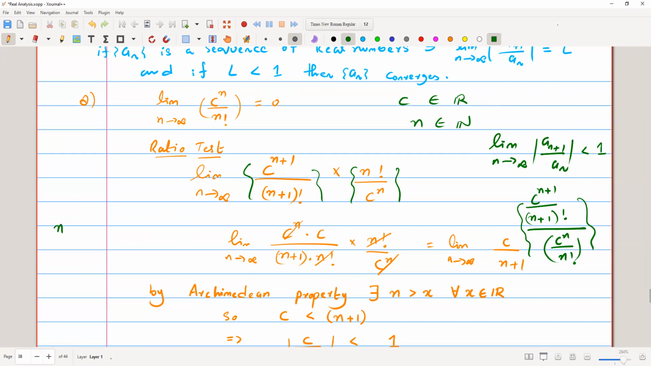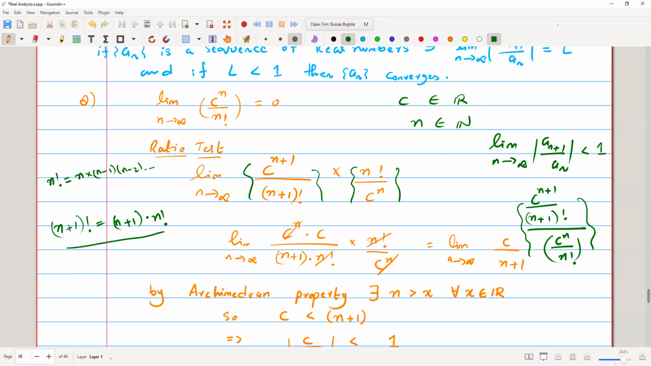Then for this n plus 1 factorial, I can write that this is n plus 1 times n factorial, because you know that n factorial equals n times n minus 1 times n minus 2 and so on. All right, so we can write n plus 1 factorial equals n plus 1 times n factorial.